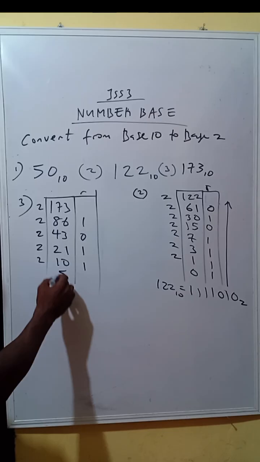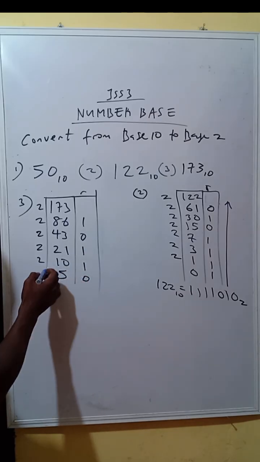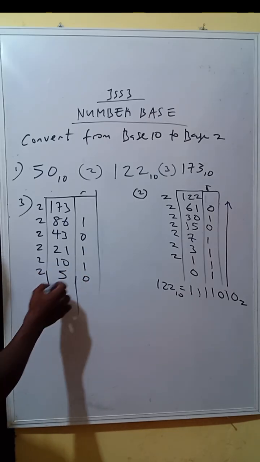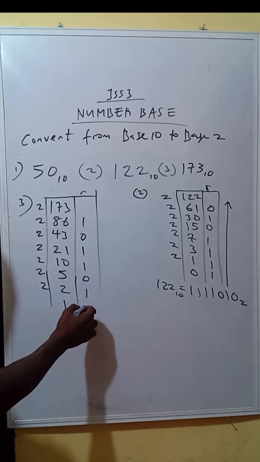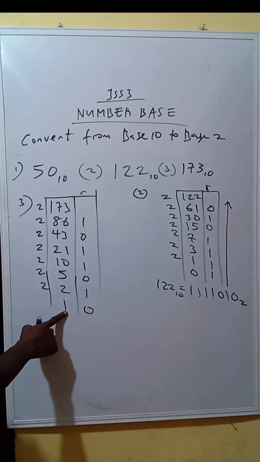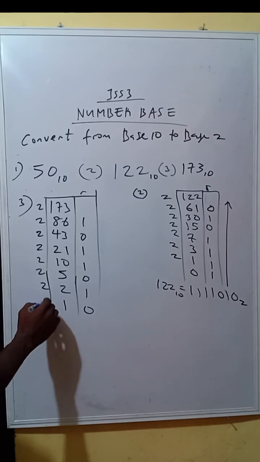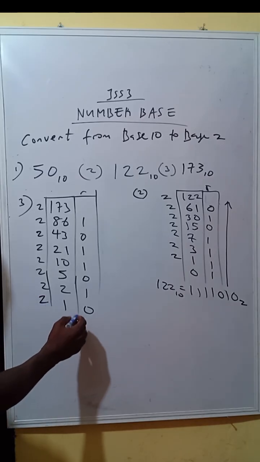10 divided by 2, 5 remainder 0. 5 divided by 2, 2 remainder 1. 2 divided by 2, 1 remainder 0. I have 1 here. I must get 0 here. So 1 divided by 2 is what? 0 remainder 1.